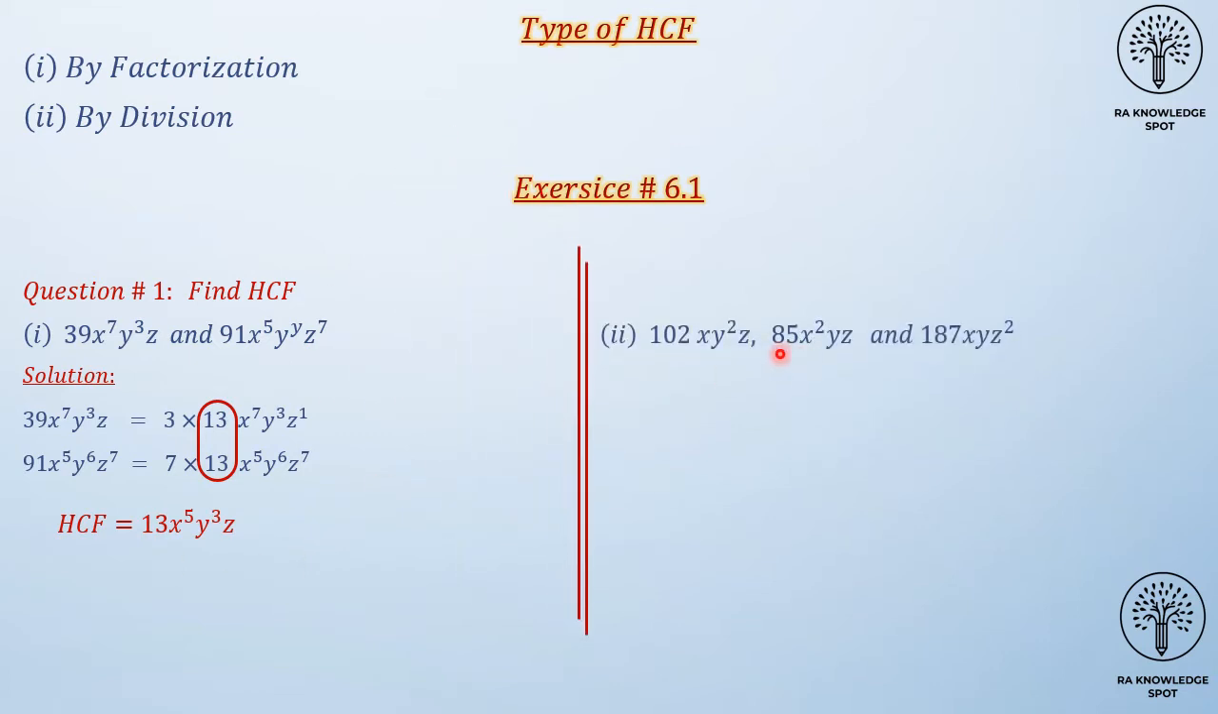This is the question. There are three terms actually, separated with the help of commas. One by one we have to solve. First 102. 2 3s are 6, and 6 17s are 102. When you take the prime factors, you will get these factors, and x, y, z are as they are. Again 85. 17 times 5 gives 85, and you will get the factors of 85.